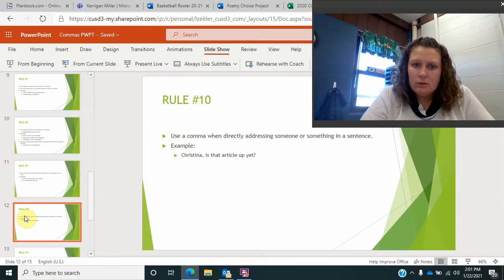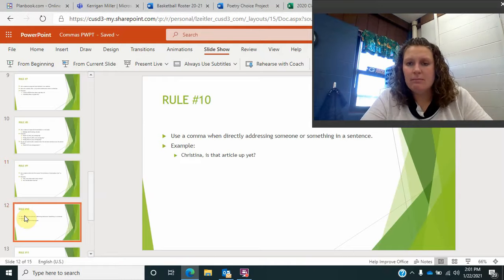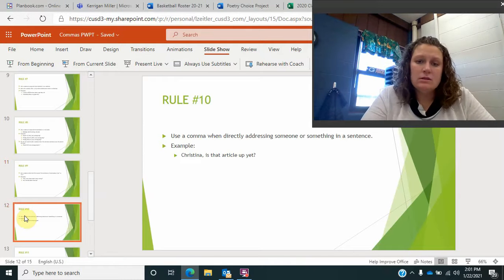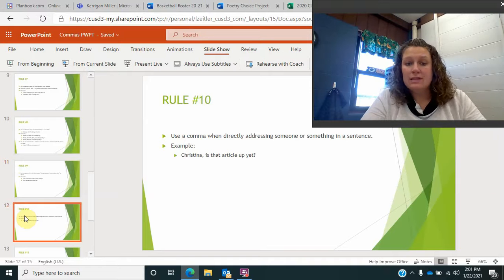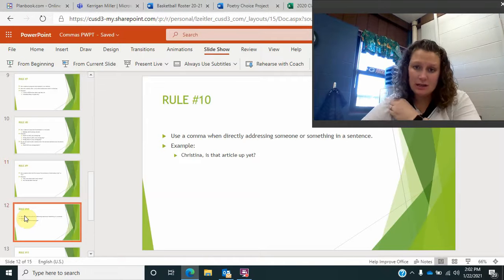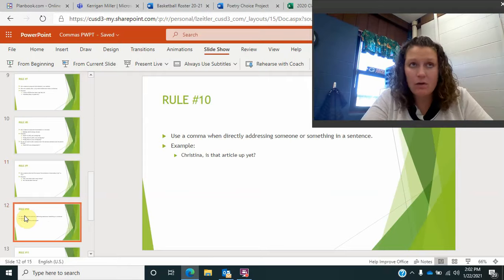Rule 10 is pretty much the same type of rule, but you're addressing something or someone. So, for example, Christina, is that article up yet? So after Christina, the person you are addressing, you would have the comma. Now, it doesn't always have to be a question. You could command Christina to do something. Christina, go throw that away. So there would still be a comma after Christina because it's who you are addressing.